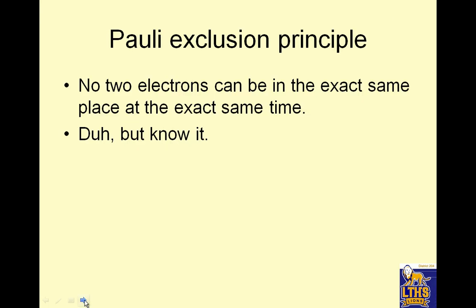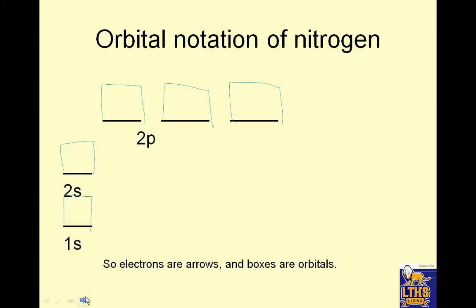Pauli exclusion principle: no two electrons can be in the exact same place at the exact same time. Duh. But you need to know that. Orbital notation for nitrogen. Notice I have 1s2, 2s2, 2p something. If I look at the electron configuration of nitrogen, nitrogen has 7 electrons. So it's going to have 1s2. Notice that's one orbital. 2s2, that's the next orbital. So there's 4, 5, 6, 7. Electrons are arrows and boxes are orbitals, kind of.